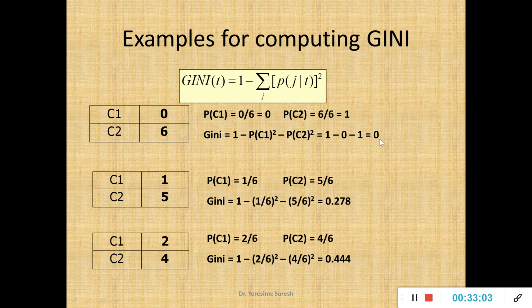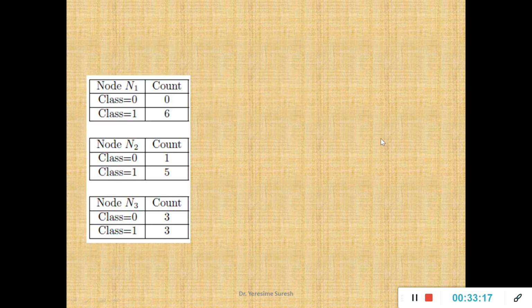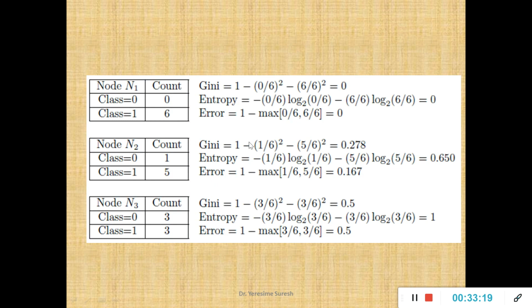So the first split, the Gini index is 0. Second, it is 0.278. Third, it is 0.44. So which is having the least value? 0. That means this is the purer node for splitting the test attribute condition. So the same thing I have done, wherein I have calculated Gini index, entropy, and error for different combinations. We'll see an example here.